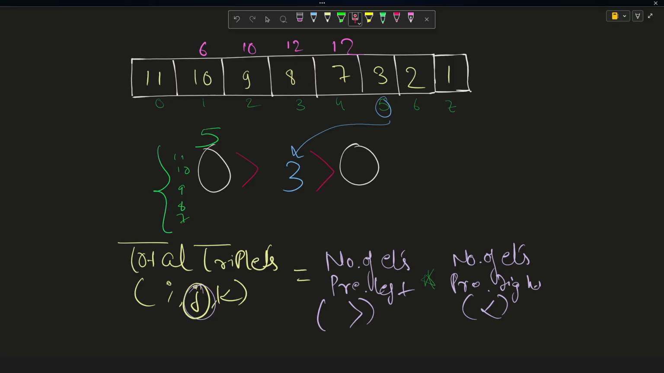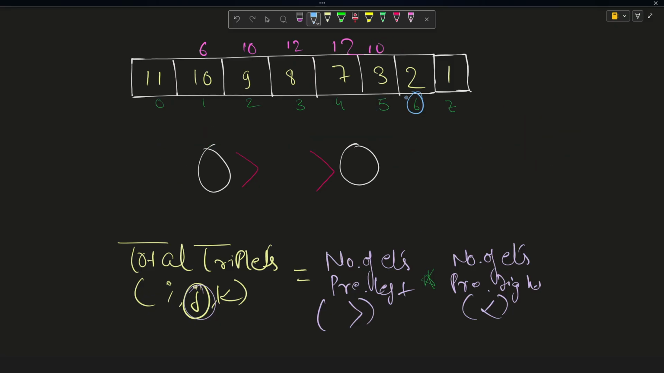Similarly, I want to find the number of elements smaller than 3 on its right part. That is this part. Since both of these are smaller than 3, I will write here 2 elements, which are 2 and 1. So this is my right part. And if I want to compute the number of triplets, they would be like 11, 3 and 2, 11, 3 and 1, or either 10, 3 and 2, 10, 3, 1, and same for these, right? Which would be total equal to this 5 into these 2, that is all the combinations, so 10. So I will write here 10.